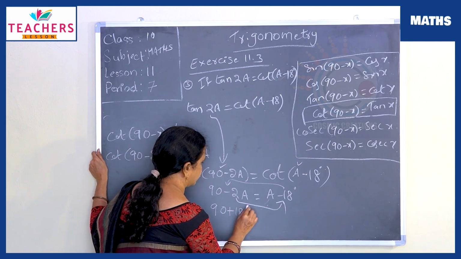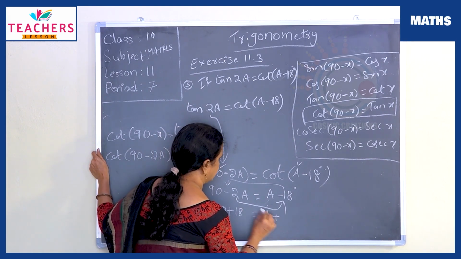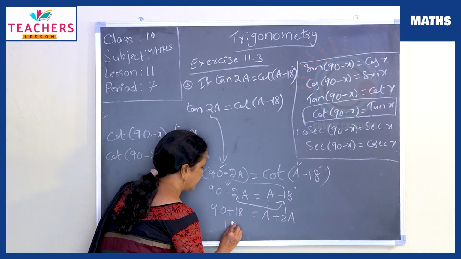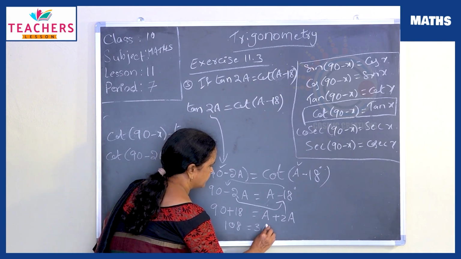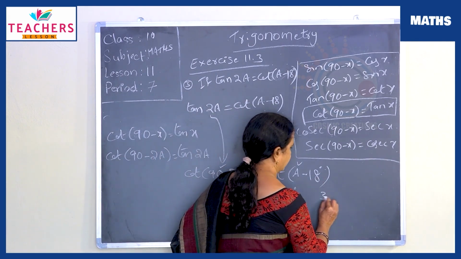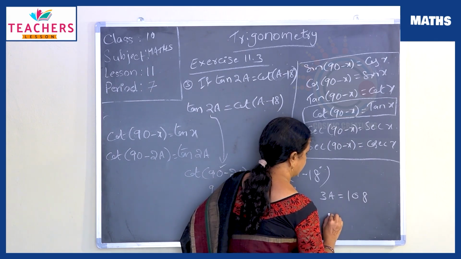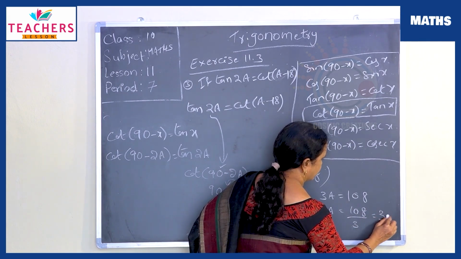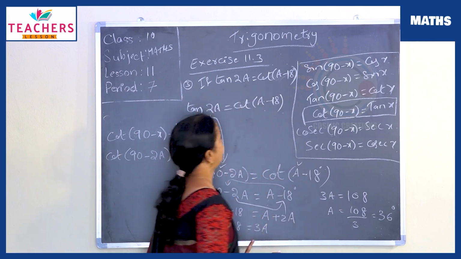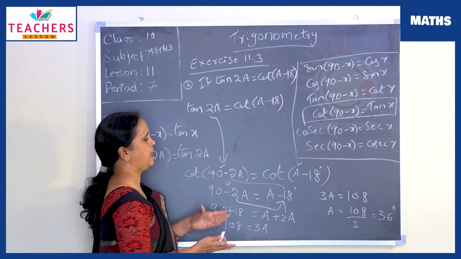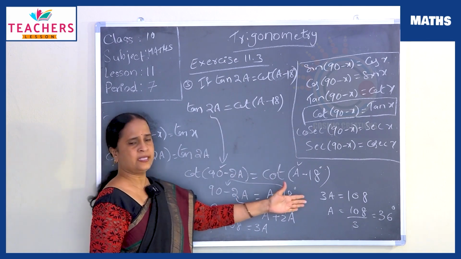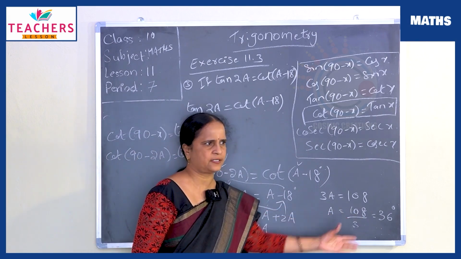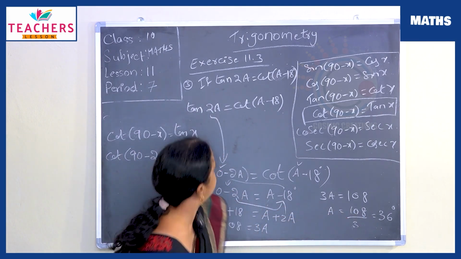Minus 18 becomes plus 18 and this minus 2a is going to be plus 2a. 108 equals 3a. A is equal to how much? 108 by 3, 36. We need to find only a. And it was given that 2a is an acute angle. So we got an acute angle. It is finished.